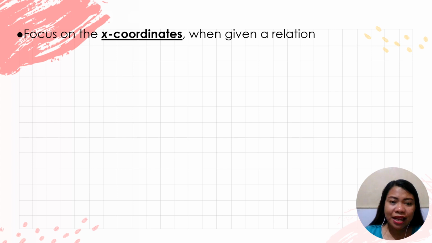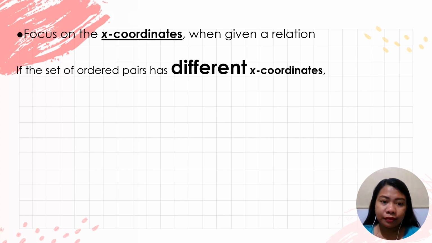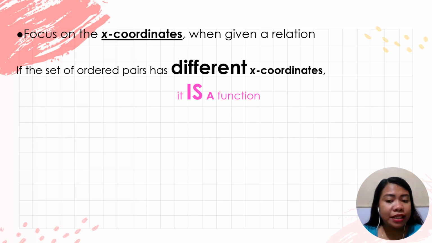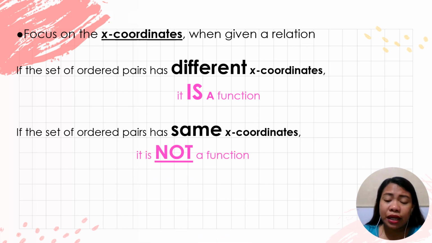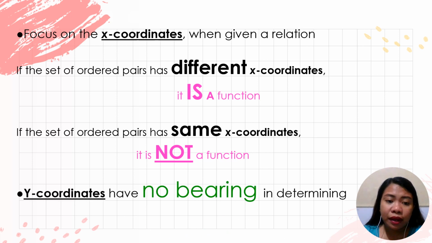Okay, now class, let us focus on the x coordinate when given a relation. If the set of ordered pairs has different x coordinates, it is a function. If the set of ordered pairs has the same x coordinate, it is not a function. Y coordinates have no bearing in determining a function.